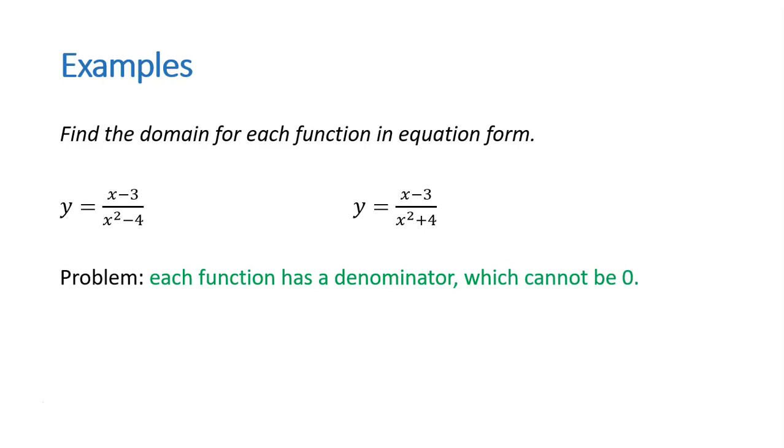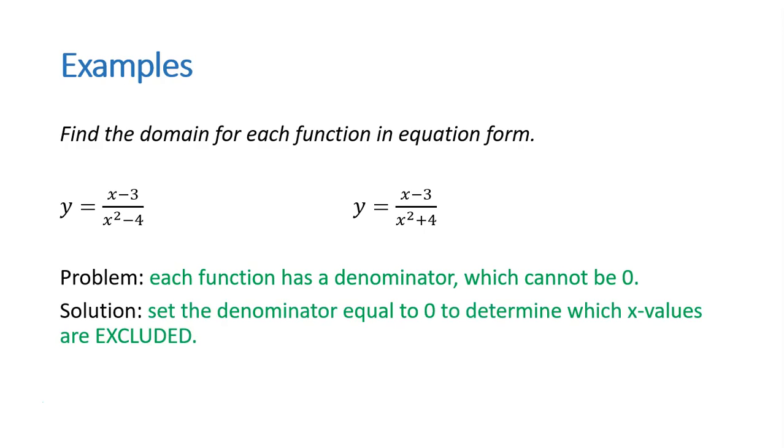So what we have to take into account here is that because each function has a denominator, we have to make sure the denominator is not 0. So what we do in this case is we set the denominator equal to 0 and we solve that equation in order to determine which x values are excluded. Any value of x that we could plug into the denominator that would make the denominator 0 is not part of the domain. Anytime the denominator is 0, the entire expression is undefined. It's just something we're not allowed to do in algebra.